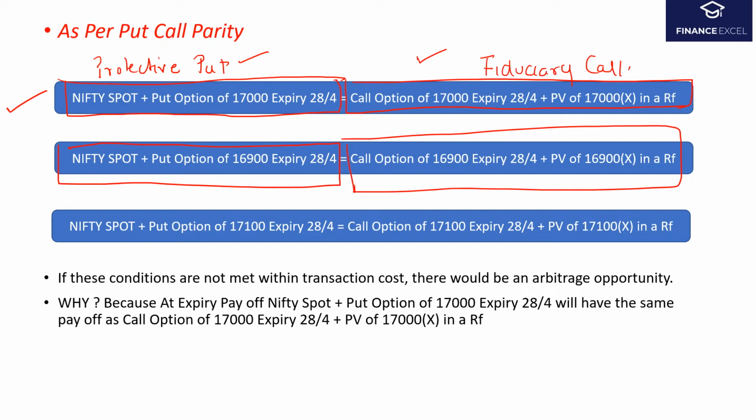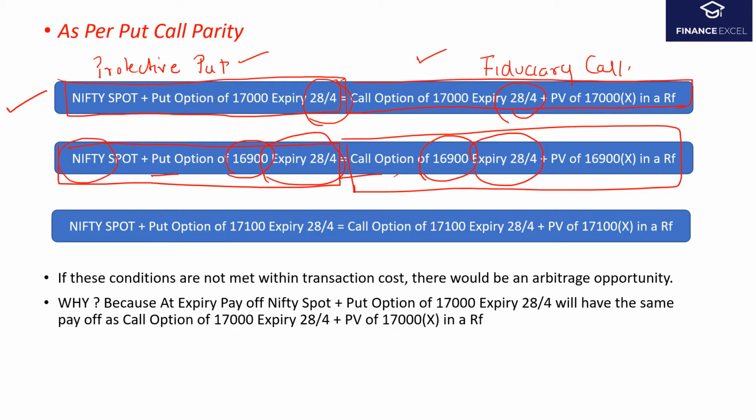One important thing to note is, guys, first, the put and the call are on the same underlying, which is Nifty. Then the other point to note is that the strike price of the put and the strike price of the call are the same. The third important point is that the put and the call have the same time to expiration.